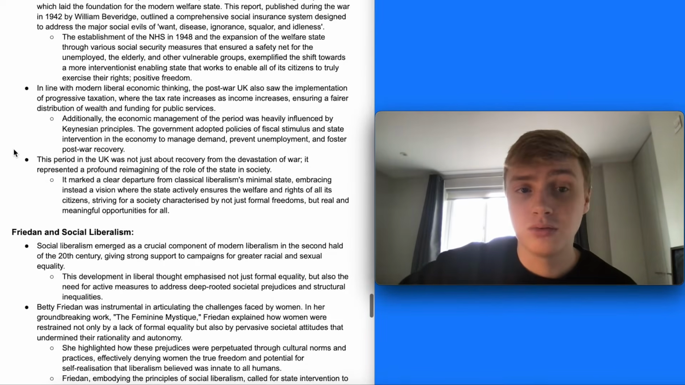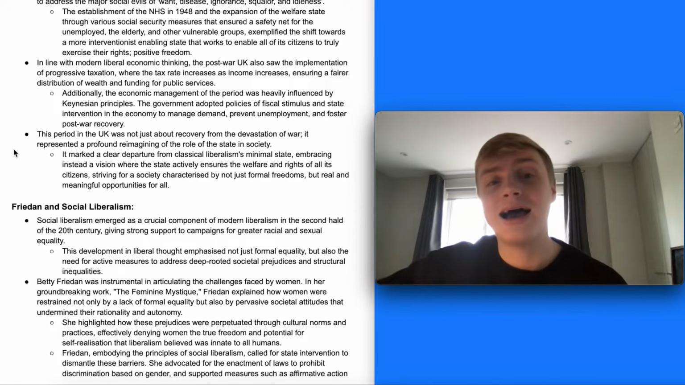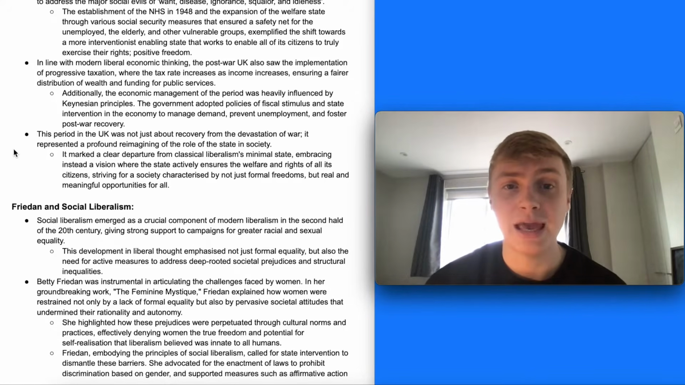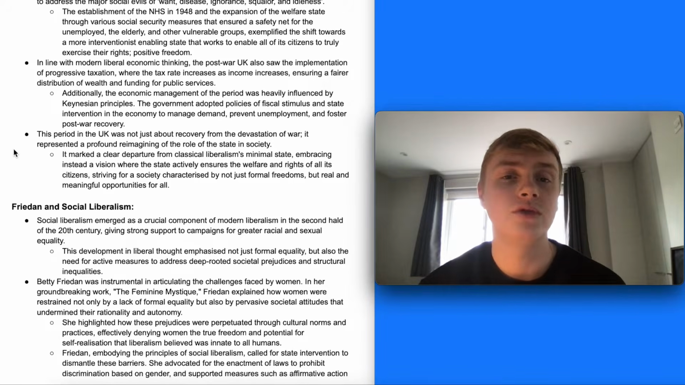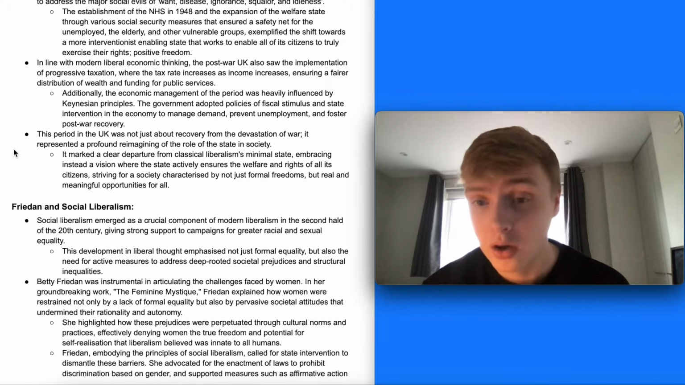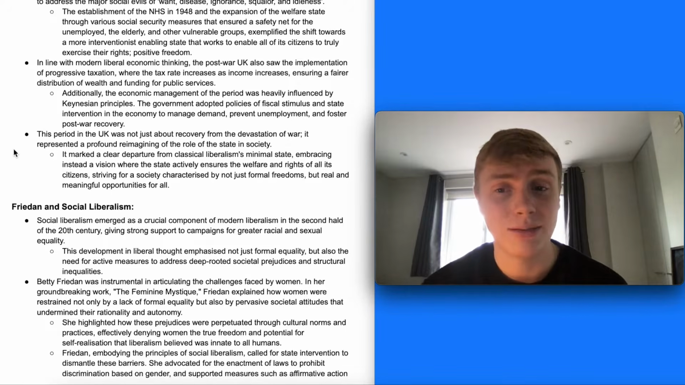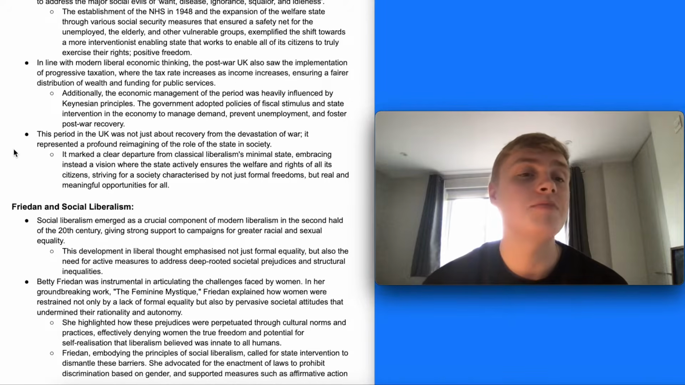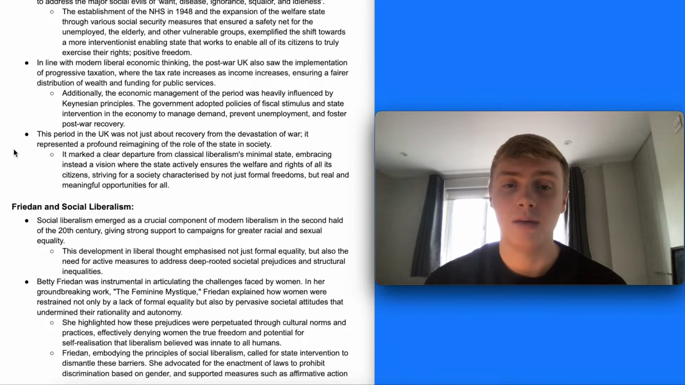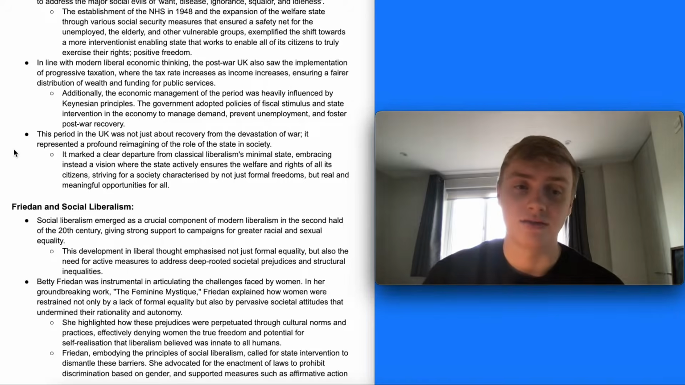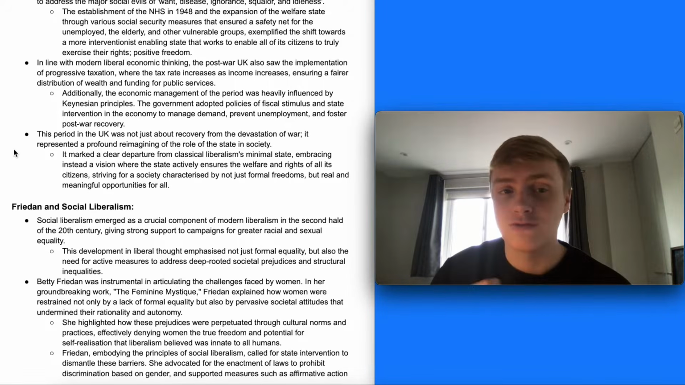You also see the implementation of progressive taxation in this period and Keynesian economic management being implemented to try and implement some level of redistribution, to support this greater state role, but also to help those lower down in society. And also you see in Keynes the management of free market capitalism rather than simply leaving it alone. So this period was not just about recovery from the devastation of war. It was a really important reimagining of the role of the state in society, a departure from the classical liberal minimal state. Instead, as I mentioned, a vision where the state actively ensures the welfare and rights of all its citizens.